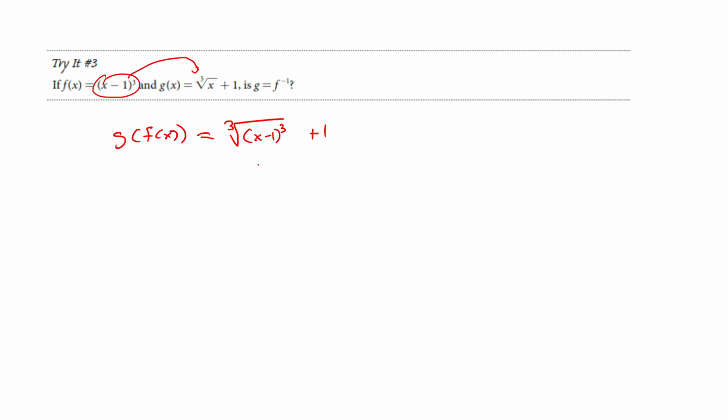Now these are opposites of each other, so they're going to knock each other out. A cube and a cube root, they're opposites. So I get this. Get down to x there. So I got x. So these are inverses.